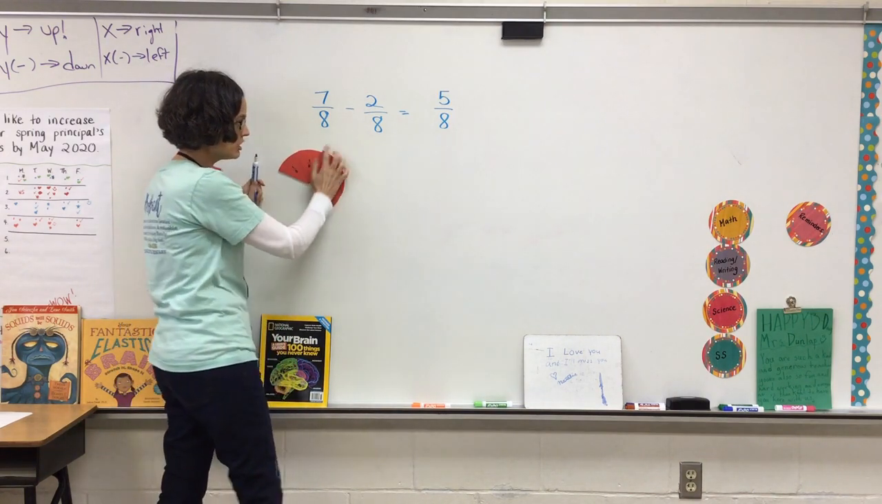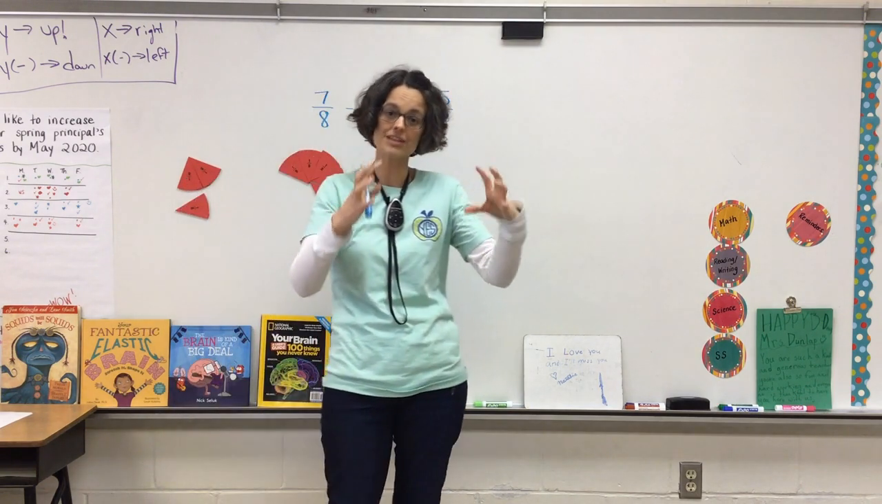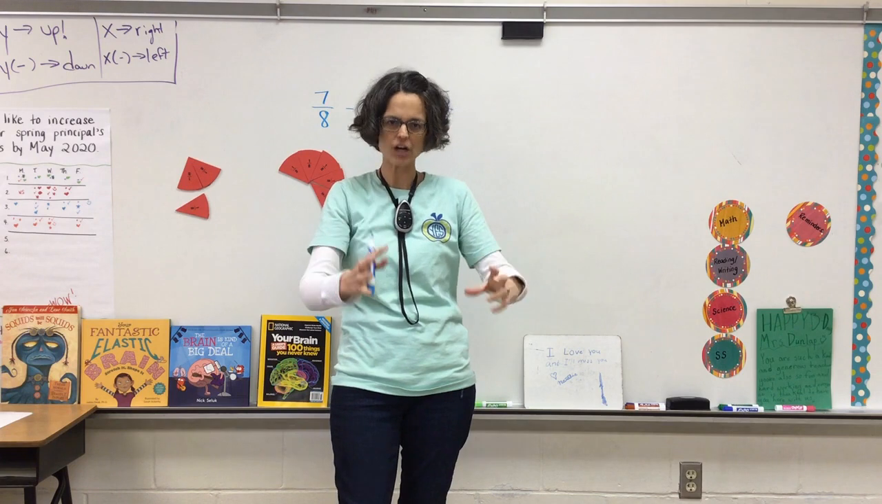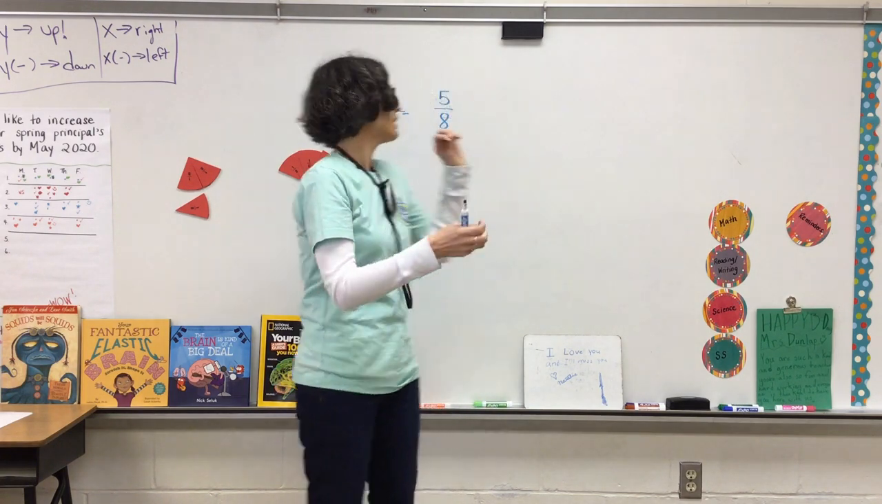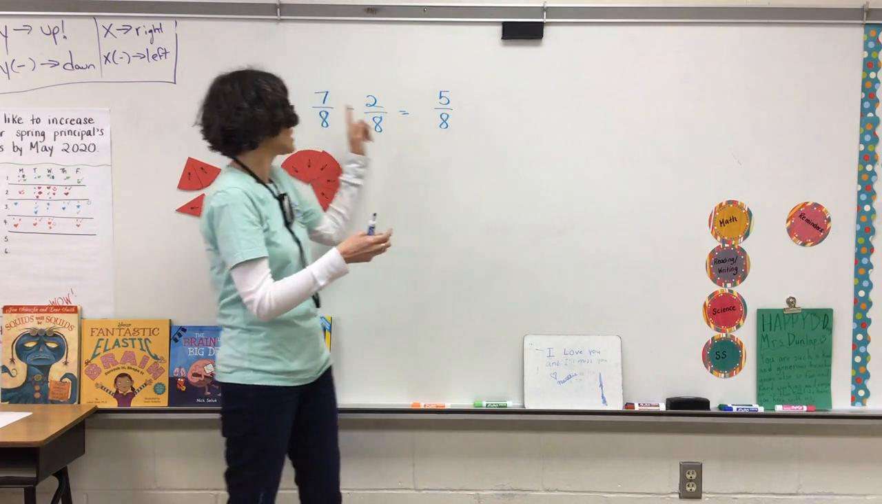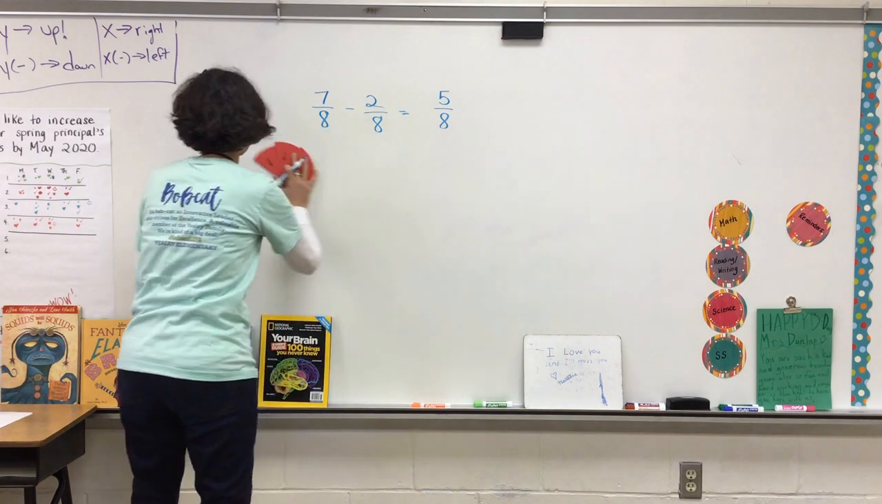Same as addition. When we start with 8s, we have to end with 8s. That's because my whole started with 8 parts. It didn't change to 16 parts. It started as 8 parts. When I subtract, I keep it 8s. It hasn't changed. I just have to subtract my numerators. All right, let's try another one.